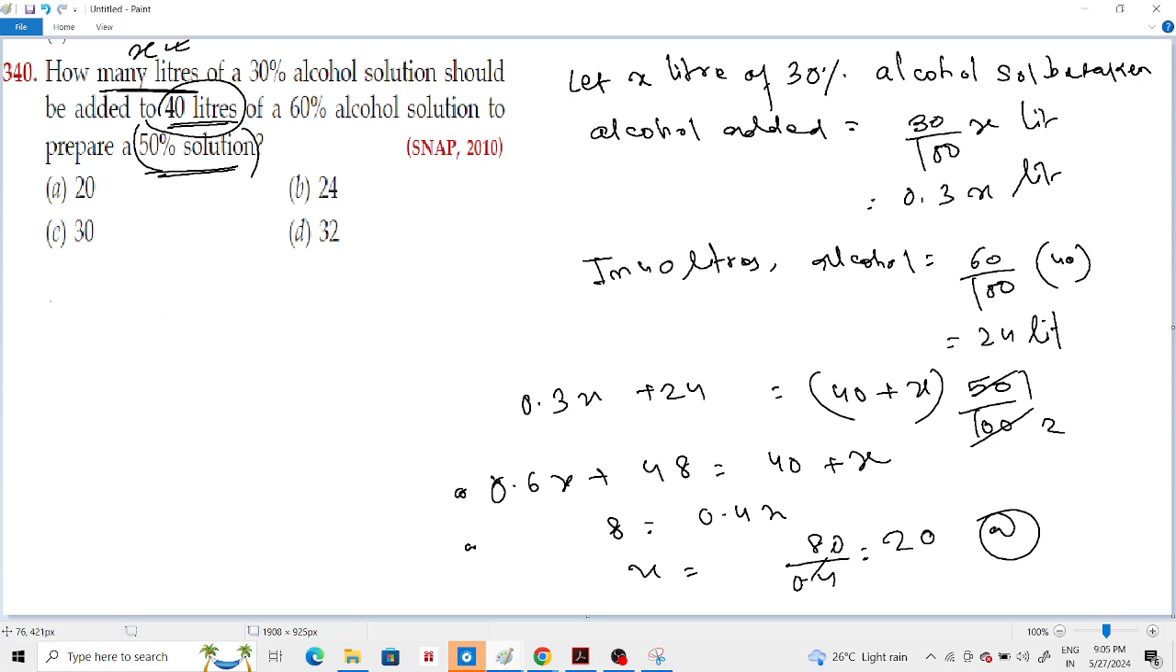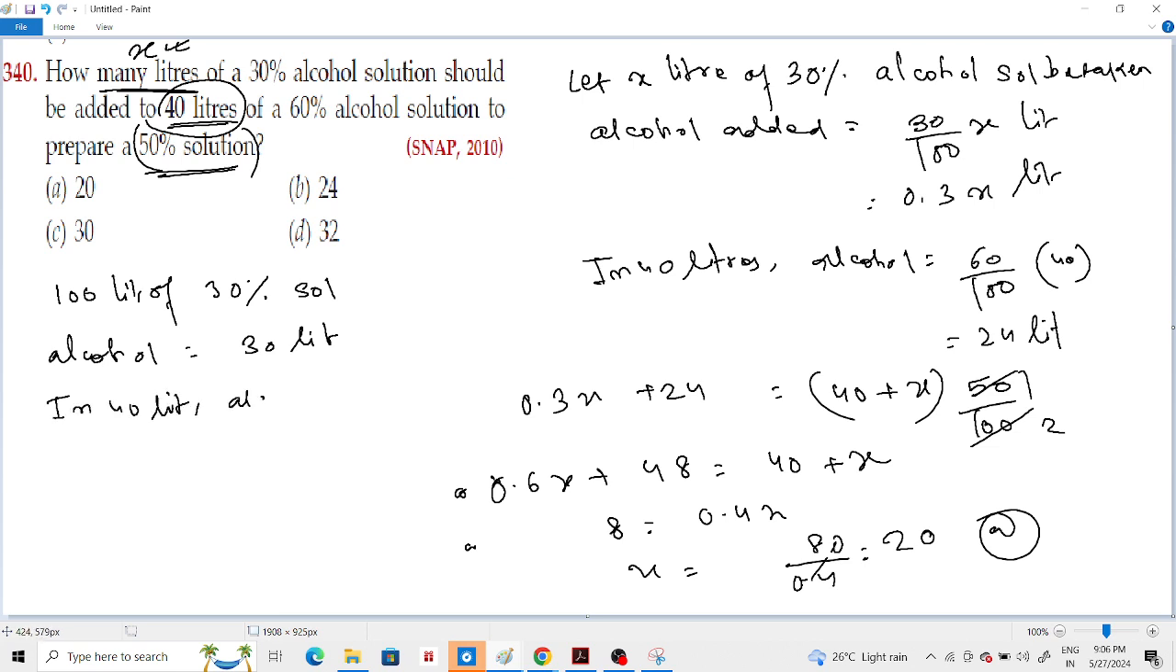Yes, so if you want to take 100 liters of 30% solution, what is the alcohol added? 30 liters. Now in 40 liters, what is the amount of alcohol? 24 liters. So alcohol is 30 liters in this 100 liters of 30% solution, and in 40 liters it is 24 liters.